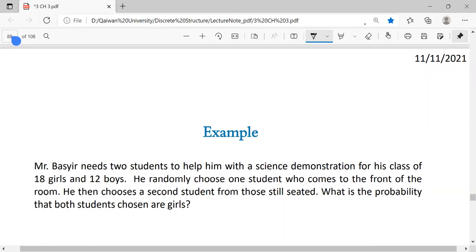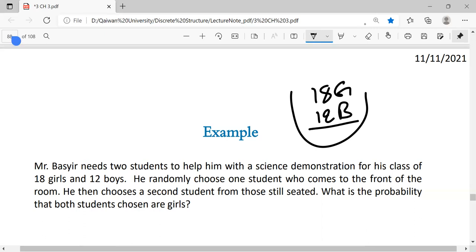It says Mr. Brasier needs two students to help him with a science demonstration for his class of 18 girls and 12 boys. In the class, we have 18 girls and 12 boys, so the total of students in the class is 30. Okay. He randomly chooses one student who comes to the front of the room. He then chooses the second student. First, he chooses one of the students, and the student comes to the front of the class. Then he chooses another student.